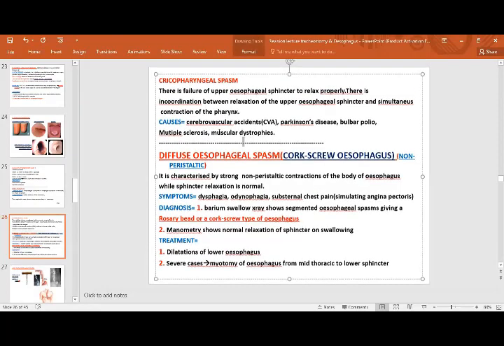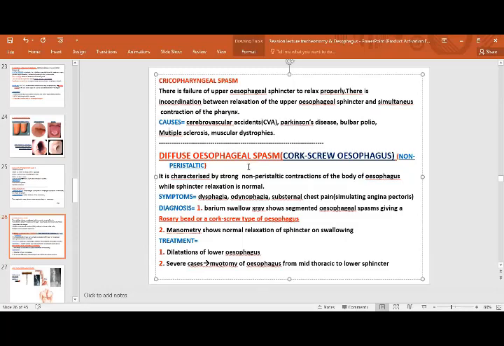And what do we do? You just treat the cause. In this condition, just treat the cause, because in most cases there is reflux. Again, the symptoms would be the same, that is reflux, heartburn, and substernal pain.